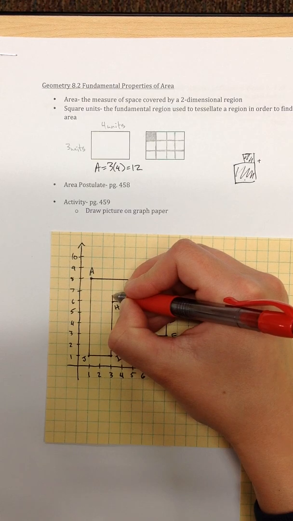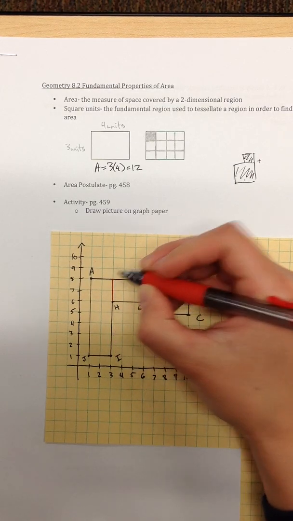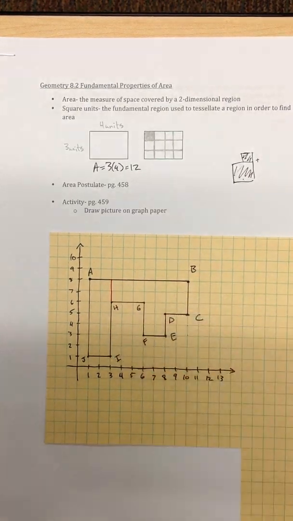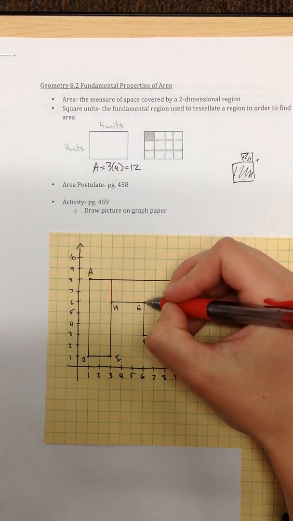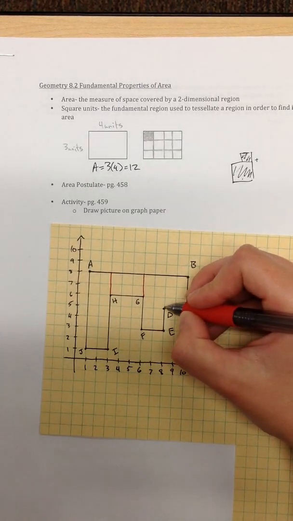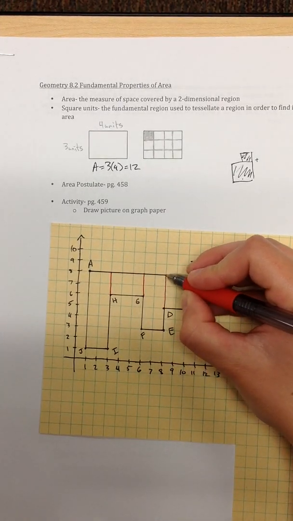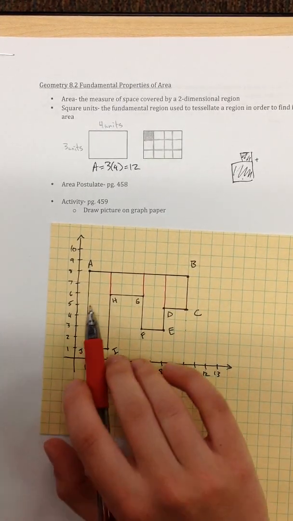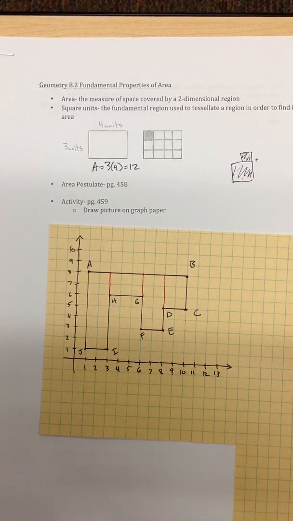So maybe I'd go from H straight up and have a rectangle there I could figure out the area of. Could probably do that here as well. G straight up and then D straight up. Okay, so now I've got 4 different rectangles there that I can find the area of.